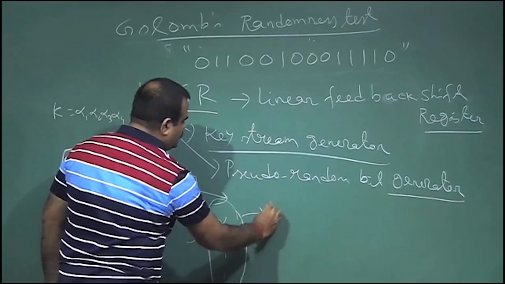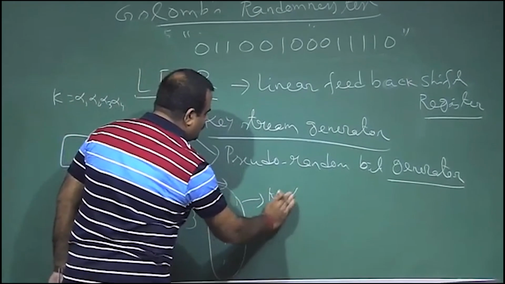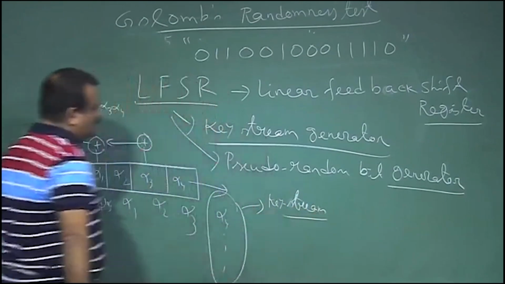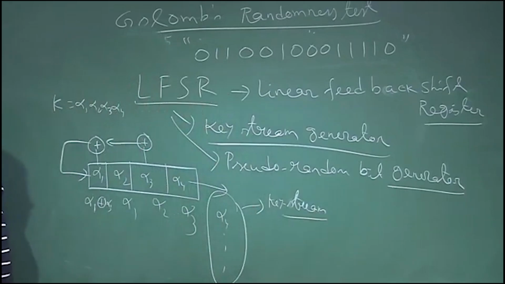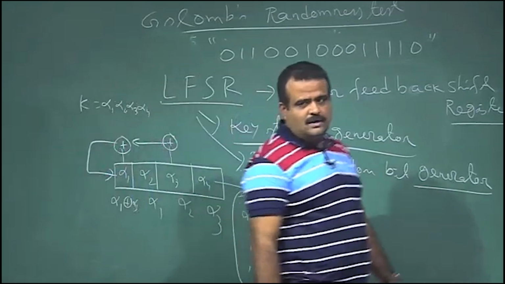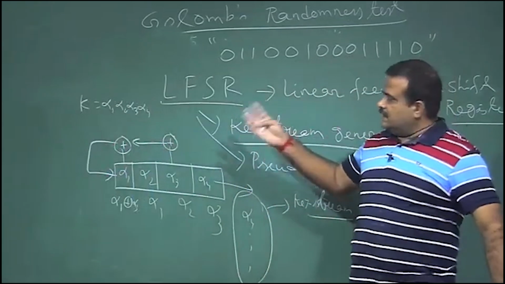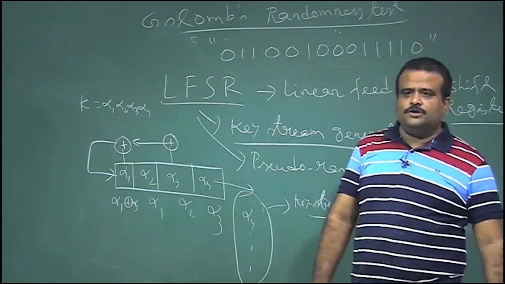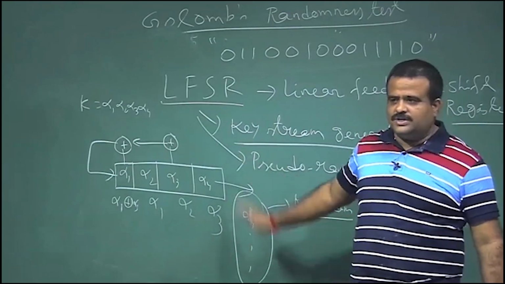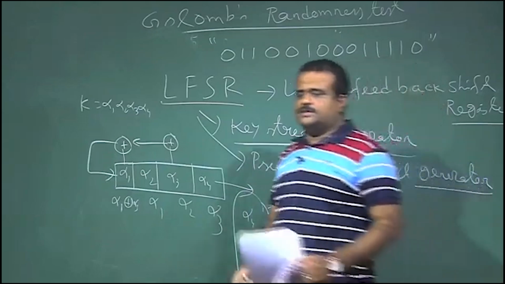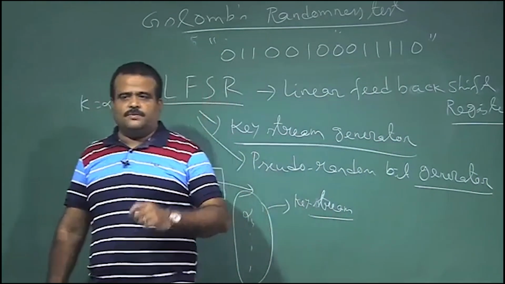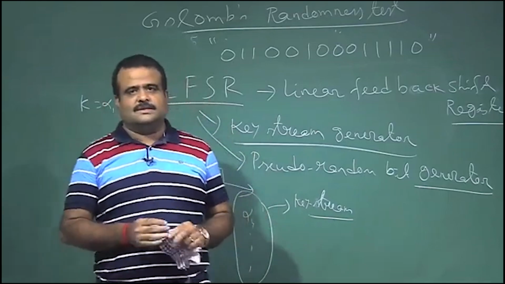This key stream is basically a pseudo random bit sequence, and we will see the connection between the LFSR and the polynomial. If we choose a good polynomial like a primitive polynomial, then it will give us a good sequence. So, it is a good pseudo random bit generator depending on the choice of the polynomial. Those we will discuss in the next class. Thank you.